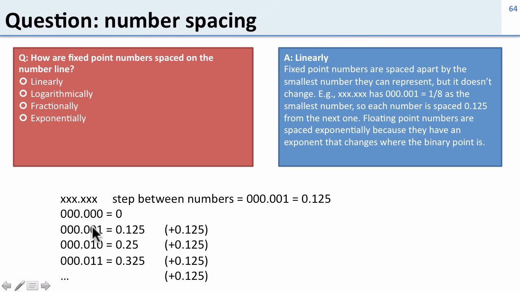So here we go. We've got a fixed point number, and here are the first four of the fixed point numbers, 0, 0.125, 0.25, and 0.375, and they're each 0.125 apart. So for a fixed point number, the step between each number is the smallest number, or in this case, 0.001 in binary. In floating point numbers, the step between each number depends on what the exponent is, and so it's different for large numbers and small numbers, and that's why you get that exponential distribution.